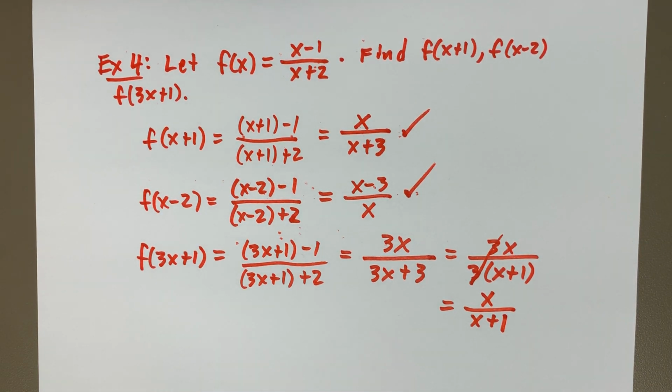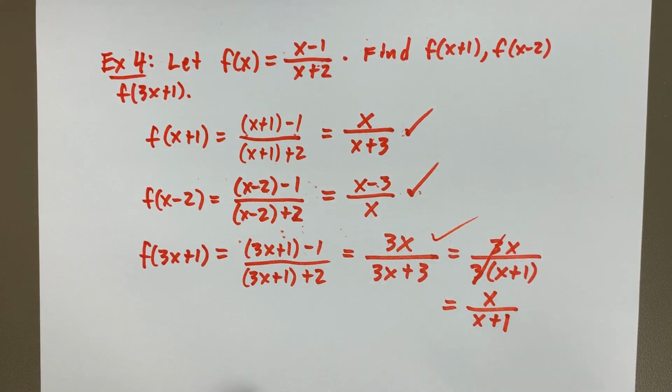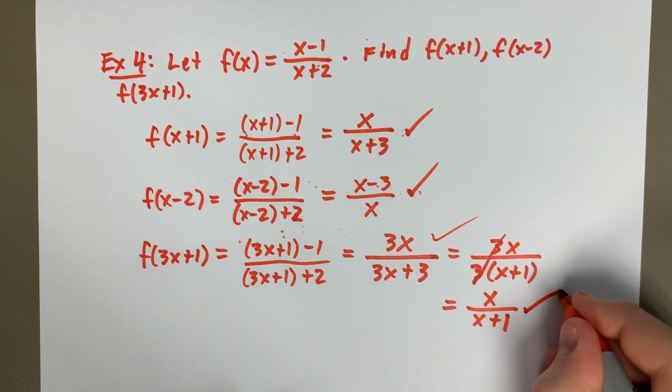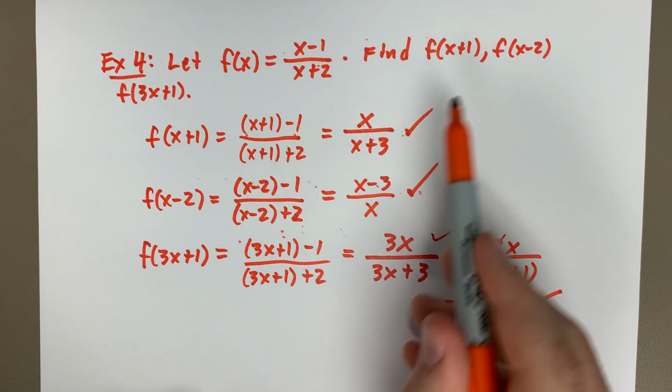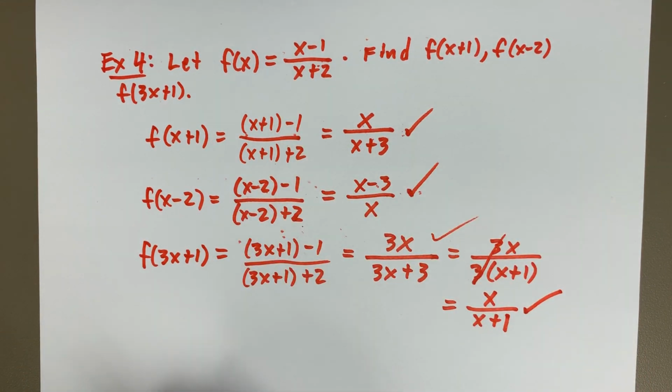Okay? Most people would be happy with this, but if you see the opportunity to simplify even more and cancel stuff, always take it. All right, so this example is done. We just did the exact same thing as the previous 3 examples. We just plugged in these weird expressions every place we saw x and simplified. That is it. Okay?